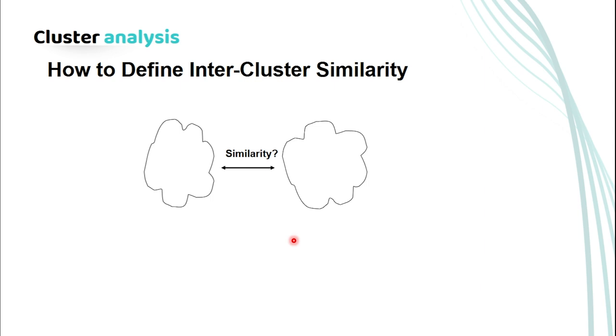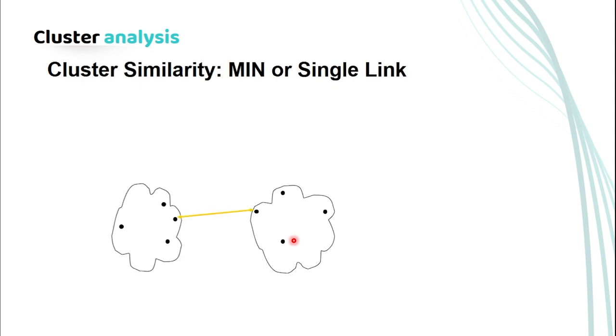Okay, how to define the inter-cluster similarity? The first one, we consider the cluster similarity as the minimum, or single link. For each cluster we have several data points, so we just consider the distance between the two clusters using the nearest pair. We can see in this figure the nearest pair is this point in the cluster and the point in this cluster. We measure the distance between these two clusters using the nearest pair.